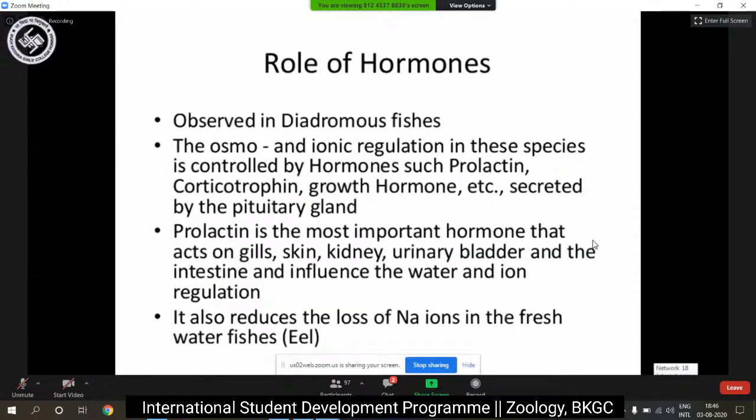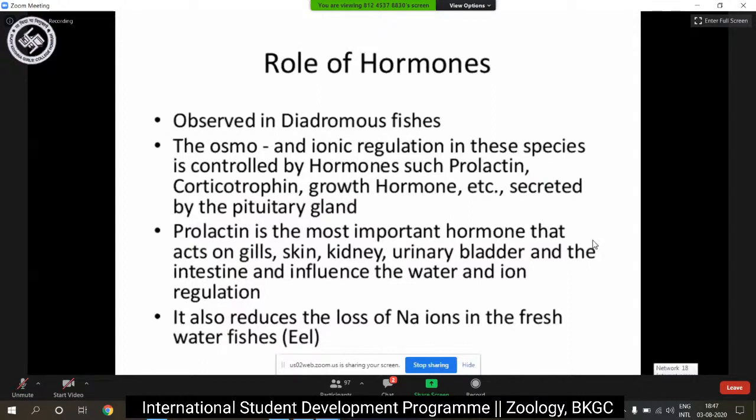So during migration, smolting in salmon. Whoever has consumed salmon knows that it's a very important phenomenon that happens in salmon. The taste of salmon actually comes from the process of smolting, which is very much associated with the change in hormonal concentration. Prolactin is a very important hormone that acts on gill, skin, kidney, and urinary bladder, making the fish capable of undergoing the process of migration.